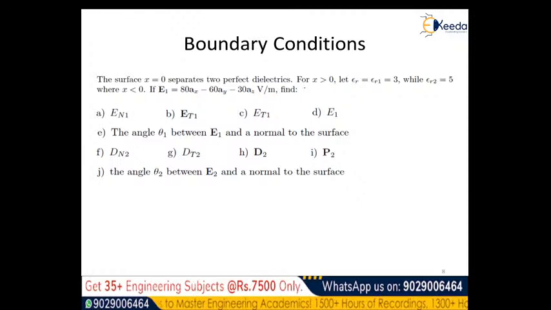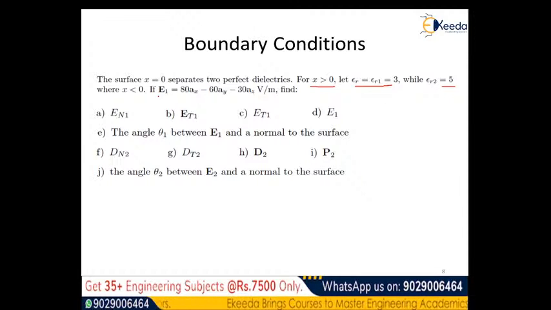So when you have the values x greater than 0, it means outside the digital screen towards you, and when it is x less than 0, it is behind the digital screen, inside the digital device here. So as per this problem statement, outside the digital screen the epsilon r is equal to 3, whereas inside the device the epsilon r is equal to 5.